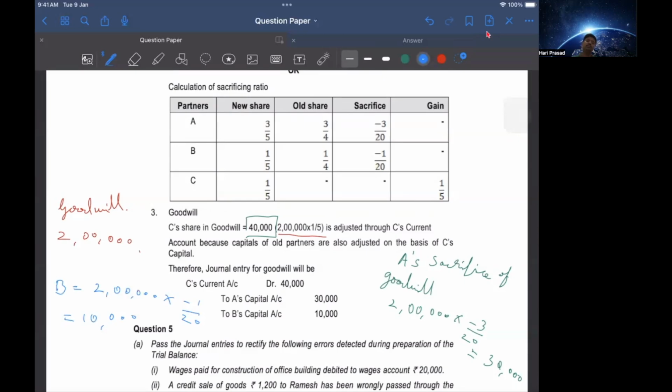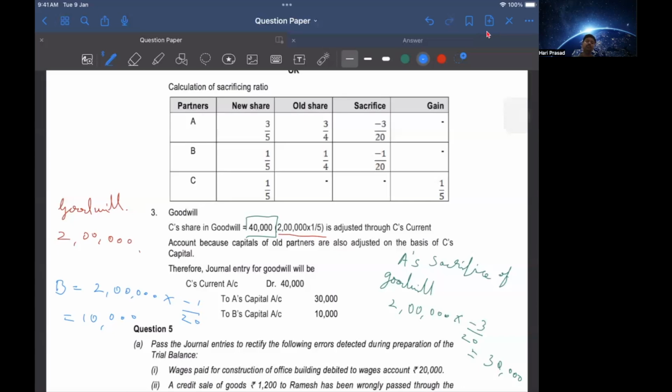Now what we need to do is make a journal entry so that A and B do not lose the goodwill and C does not gain the goodwill, because this goodwill belongs to A and B. This goodwill was created by A and B in the past, but now after becoming a partner in the firm, C will get a share of this goodwill, which he is not entitled to get.